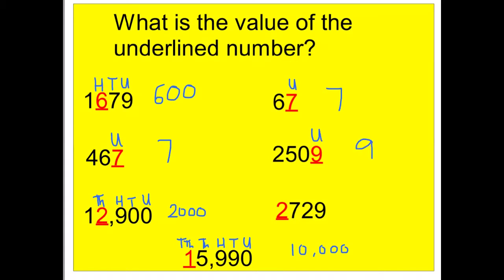And my final number, 2,729, beginning with our 9 on the right, it is units, then tens, hundreds, and thousands. So my underlined 2 in red is 2,000.